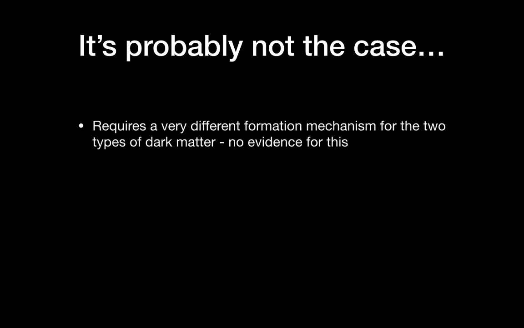For one, to have this very different type of dark matter particle, it would have to form in a radically different way from normal dark matter, which requires a different epoch of formation, and we have no real evidence that that's what's going on in the early universe when particles are being created. So it's not very physically motivated in that sense. We don't know how they would form or when, and why they would be different to regular dark matter.